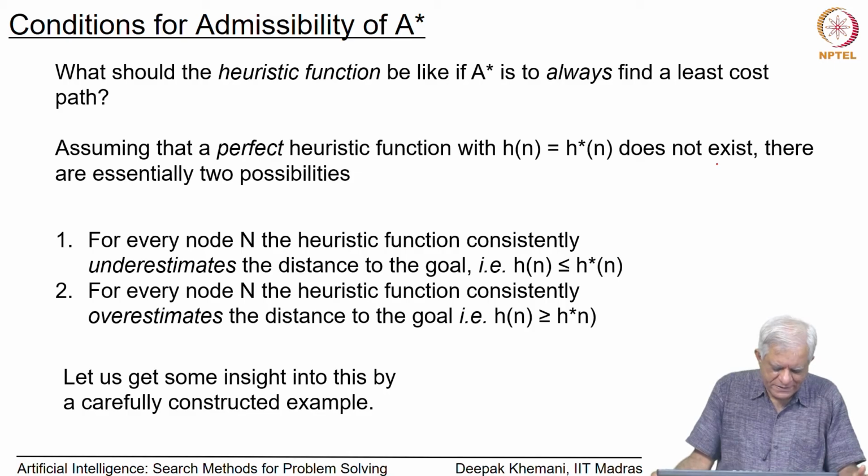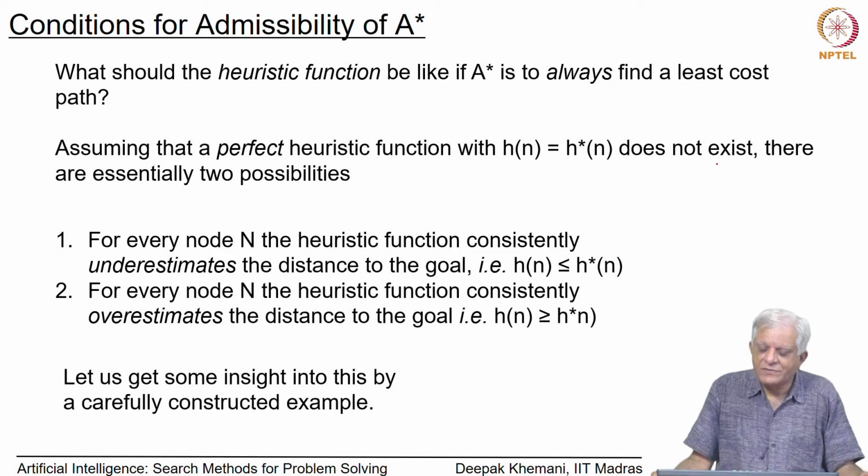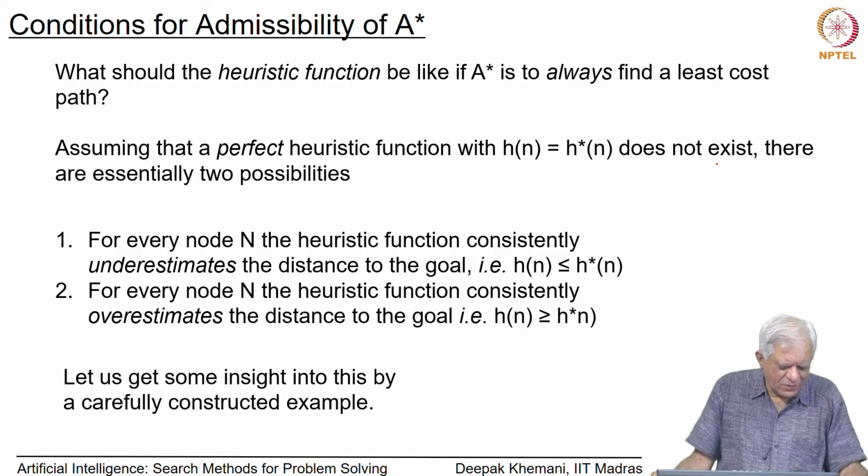What we will do now that you are back is to get some insight into this by looking at a carefully constructed example. We want to first get a feel of whether it is better to underestimate the distance to the goal or whether it is better to overestimate the distance to the goal. So, I hope you have given some thought to this question and you have some idea of what the answer should be. Now, let us look at this very small example designed to get some insight into this question and get an answer to it, though a formal proof will follow later.